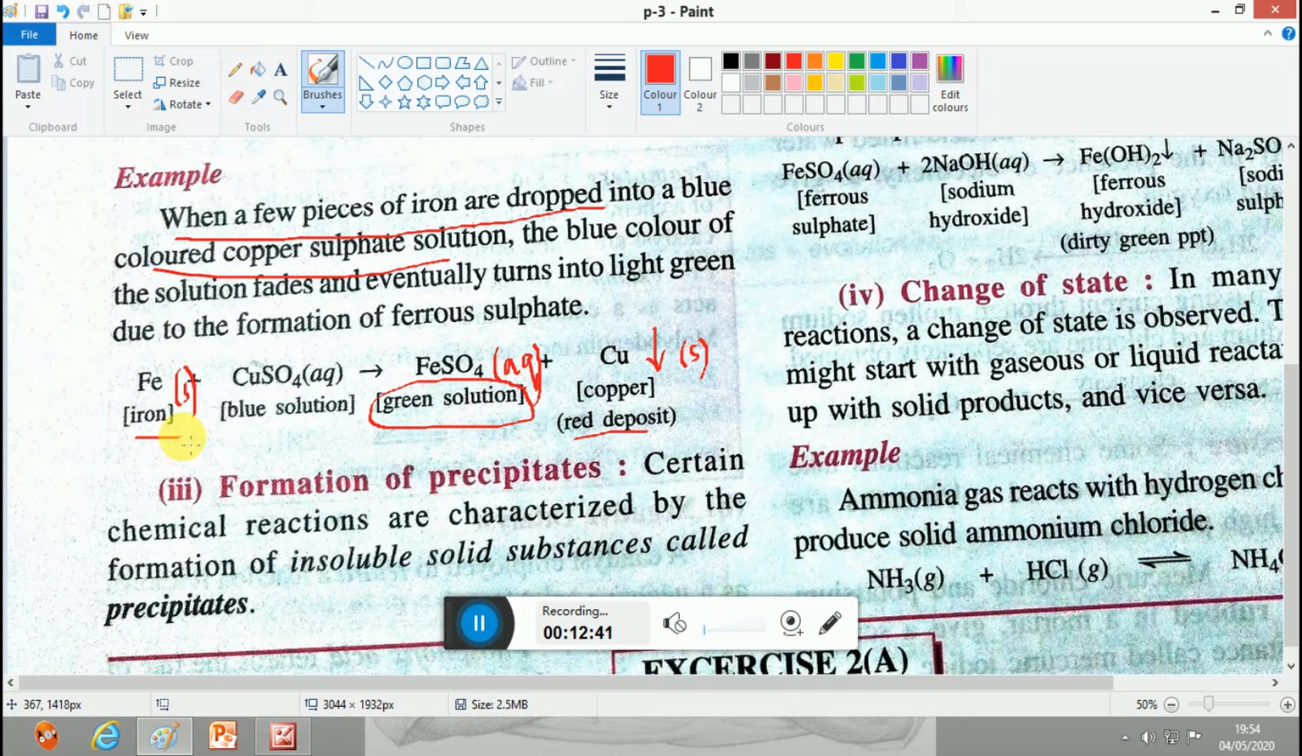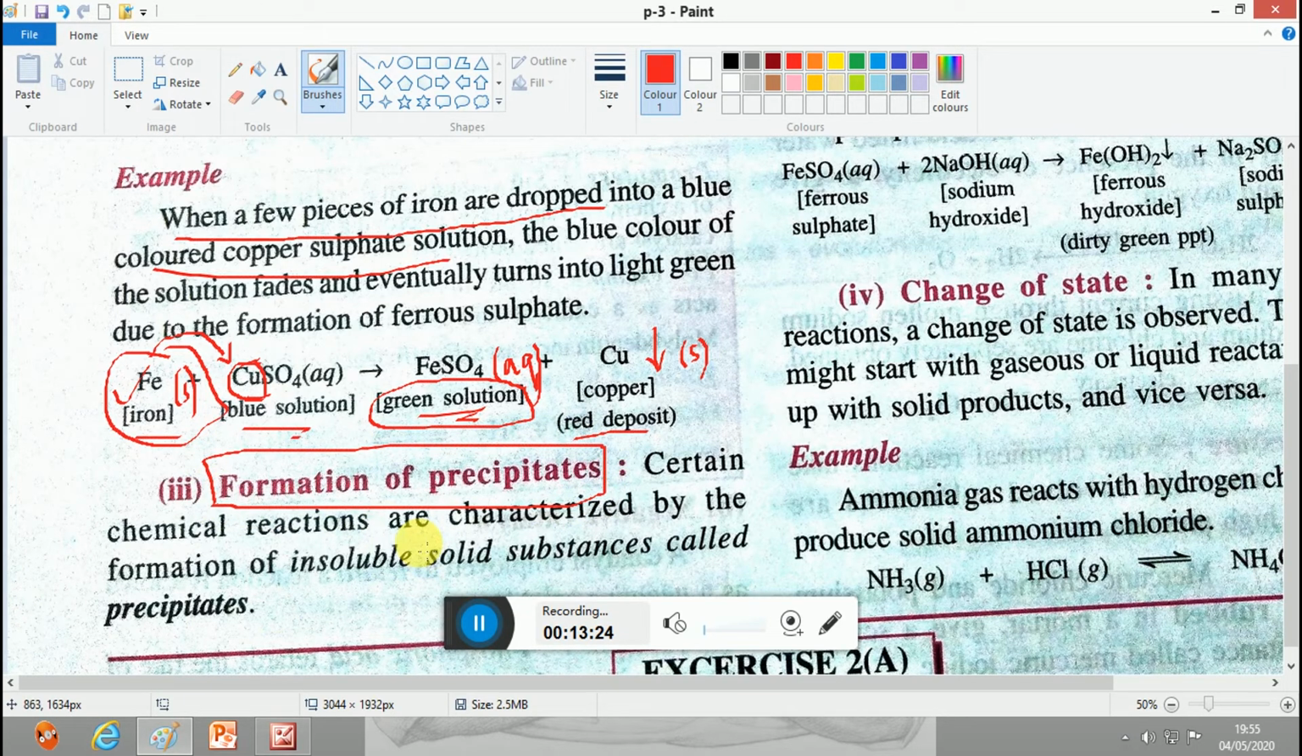The silvery white, blue colored solution changes to a green colored solution due to the formation of ferrous sulfate solution, a dirty green solution. Now iron is more reactive than copper, so iron displaces copper from copper sulfate solution. These types of reactions are known as displacement reactions, and this is due to the greater activity of iron than copper. Next characteristic is the formation of precipitate.